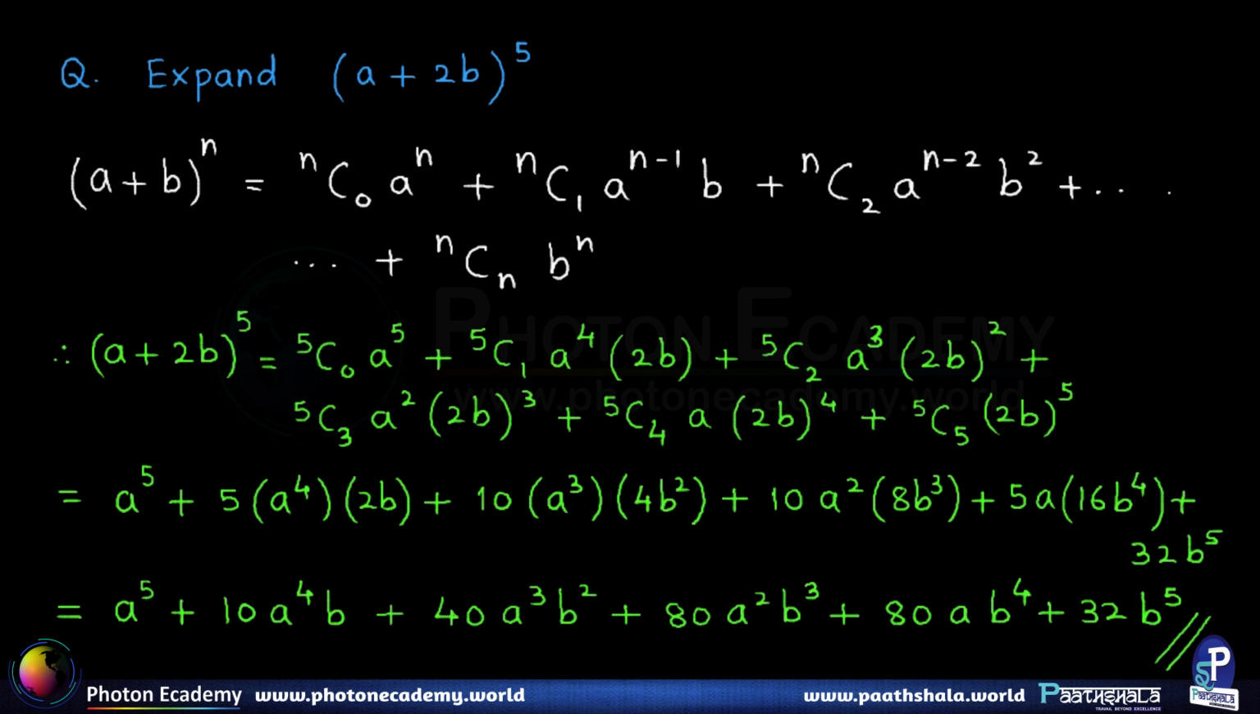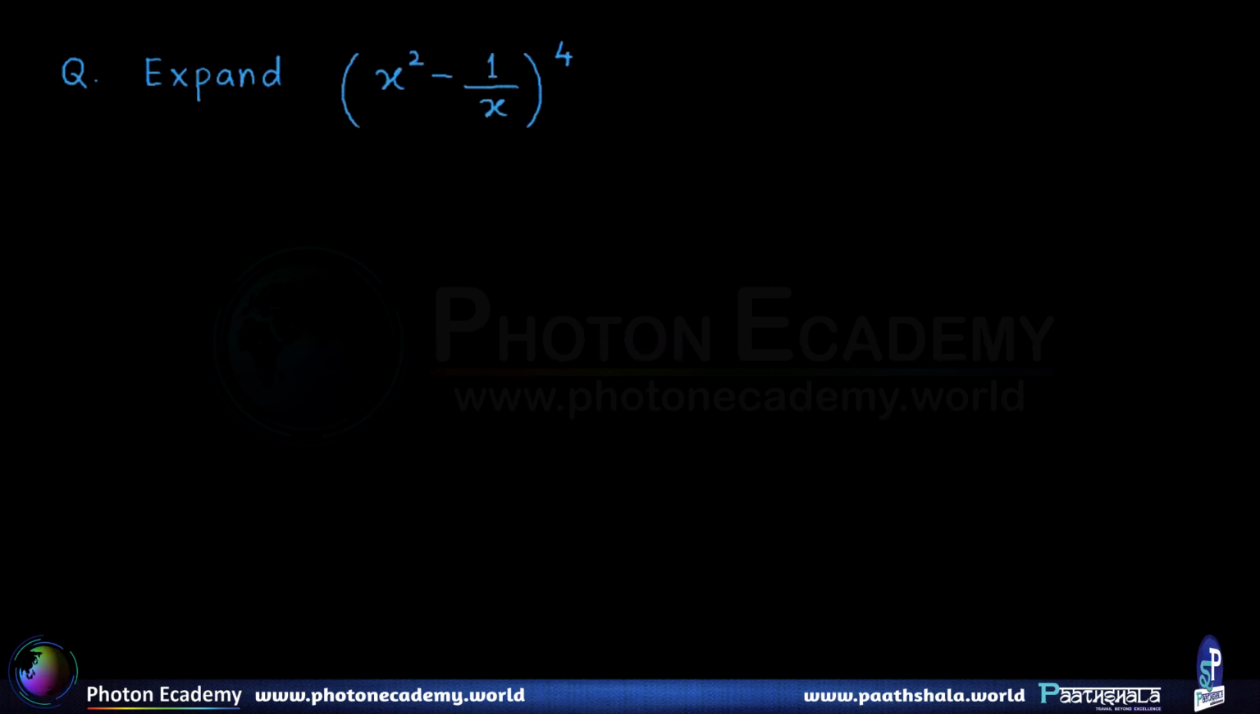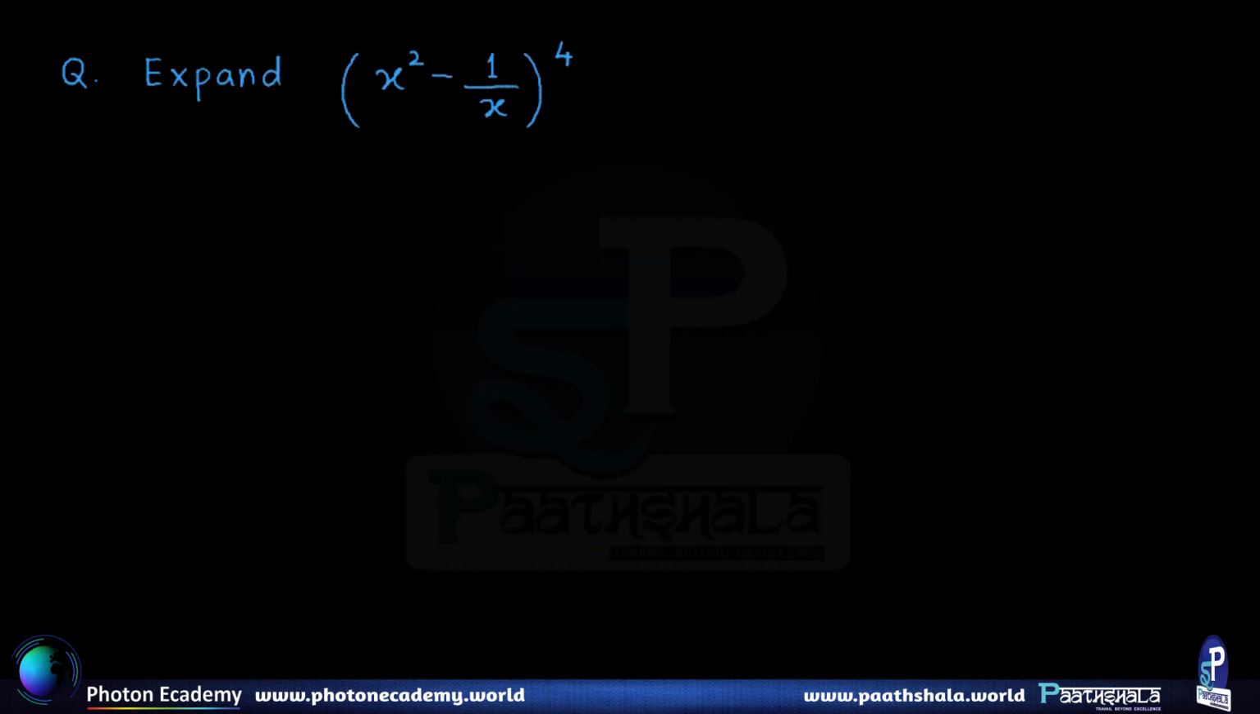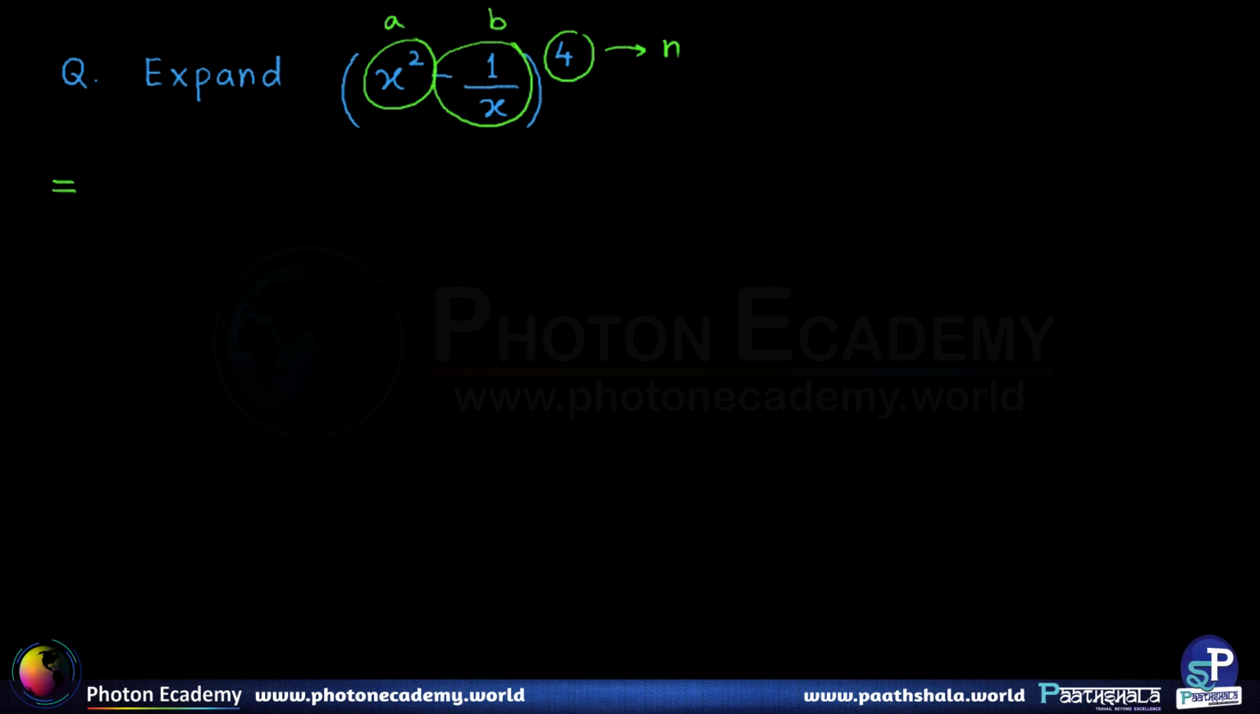Right. Let's solve one more problem with a different binomial. Now here we have the second term as negative. We have to expand (x square minus 1 upon x) whole raised to 4. Right. Now here our n is equal to 4. The first term a is equivalent to x square, and the second term we'll have to take as minus 1 upon x. Now since the second term is negative, we know in advance that the binomial expansion will have alternate positive and negative terms. Right.